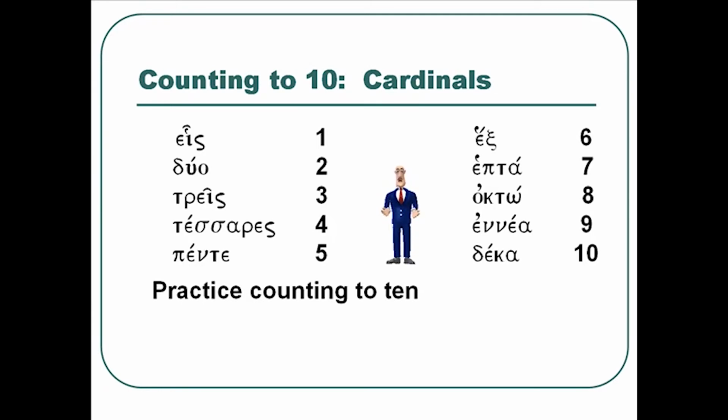Hen, duo, tris, tesseres, penta, hex, hepta, octo, enea, deca. Let's try it a second time, and one final time. And so now we can count to 10 in Greek.